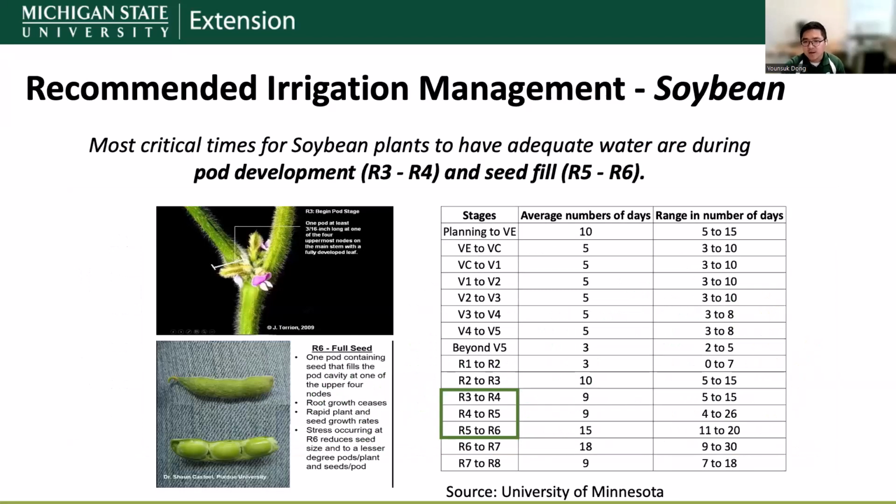The most critical time for soybean is during pod development and seed fill, so basically from the R3 to R6 stage. That's the critical time when we need to make sure we provide enough moisture to the soybean. The table on the right shows the average number of days it takes to reach each stage. Based on these numbers, we can estimate when the R3 stage will be, based on your current soybean stage or on the emergence stage.